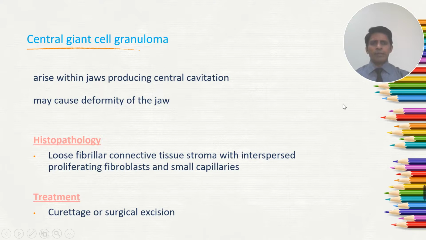The other type is central giant cell granuloma. It arises within the jaw, producing central cavitation of the jaw. This may lead to deformity of the jaw. The histopathology shows loose fibrillar connective tissue stroma with interspersed proliferating fibroblasts and small capillaries, and the treatment is curettage or surgical excision.